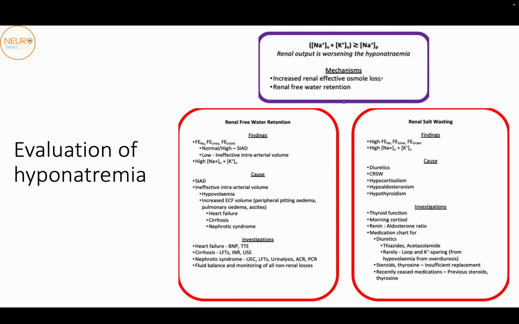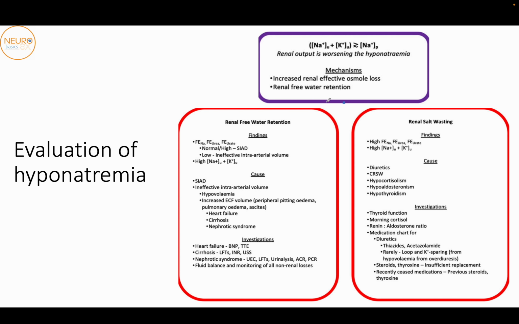Right, so once we have ruled out hypertonic and isotonic hyponatremia, we're only left with hypotonic hyponatremia. For evaluation of hypotonic hyponatremia, as we saw, we need to figure out whether the kidney is putting out more free water or retaining free water. To do that, we have to look at the levels of urinary electrolytes as compared to plasma electrolytes. If the levels of urinary electrolytes are higher, that means that the kidney is retaining free water.